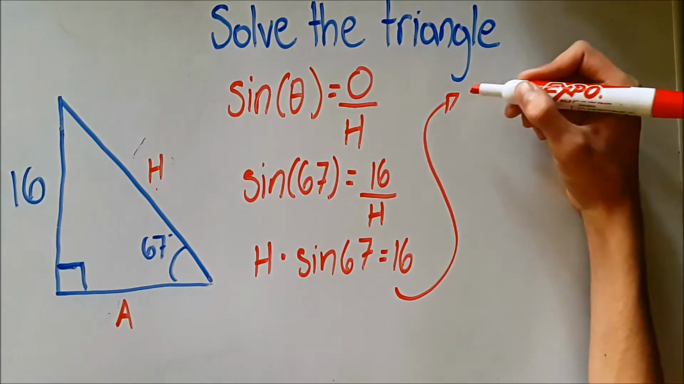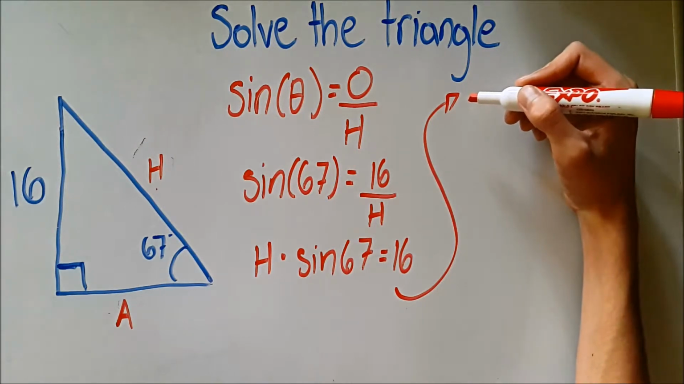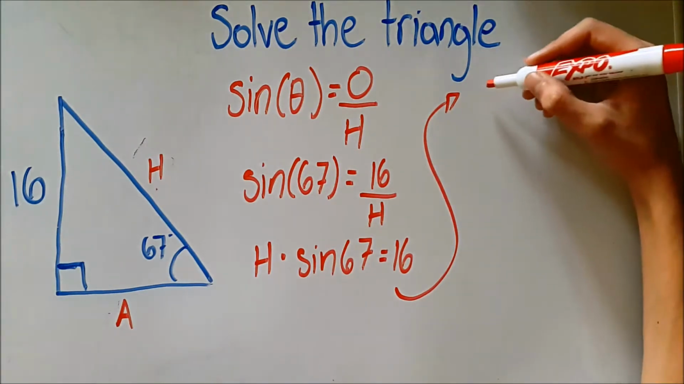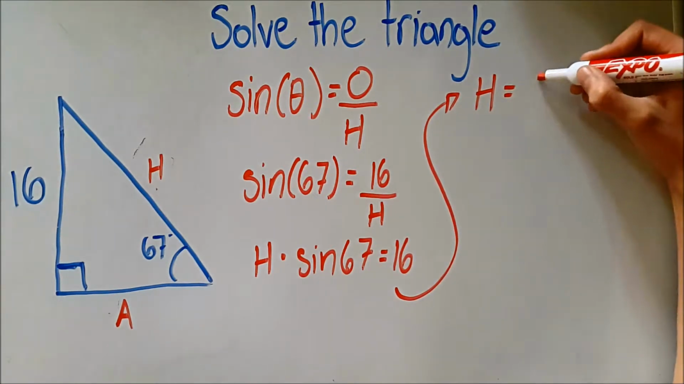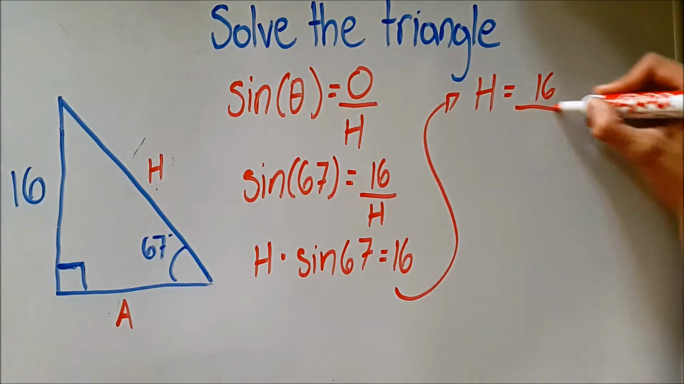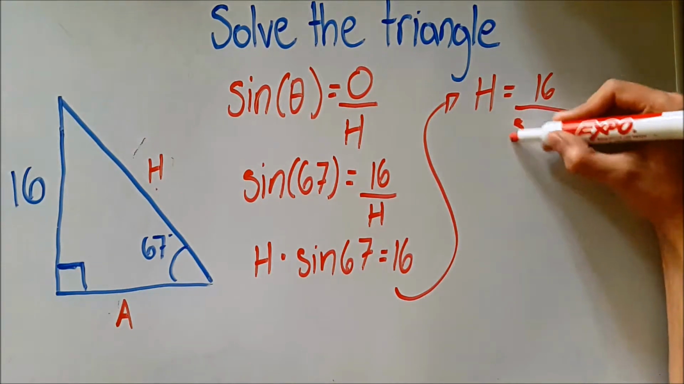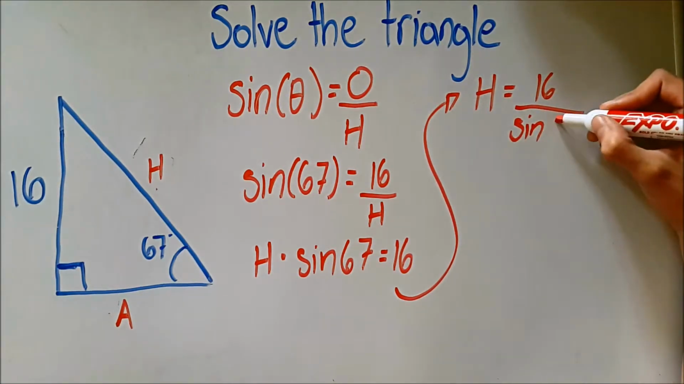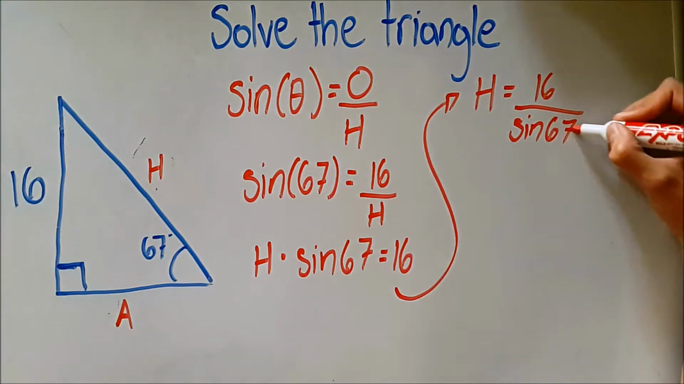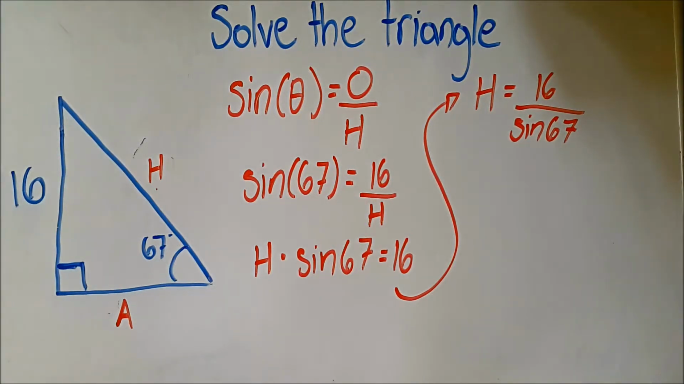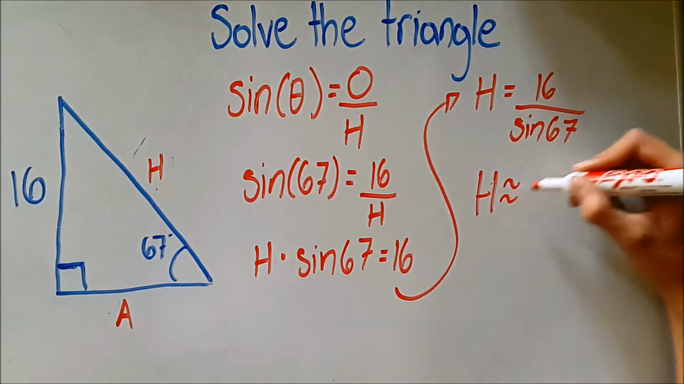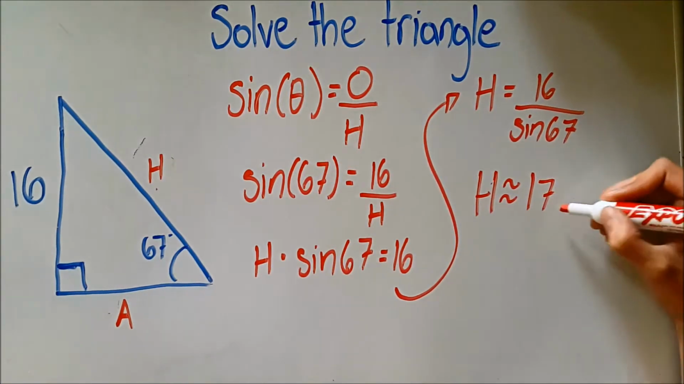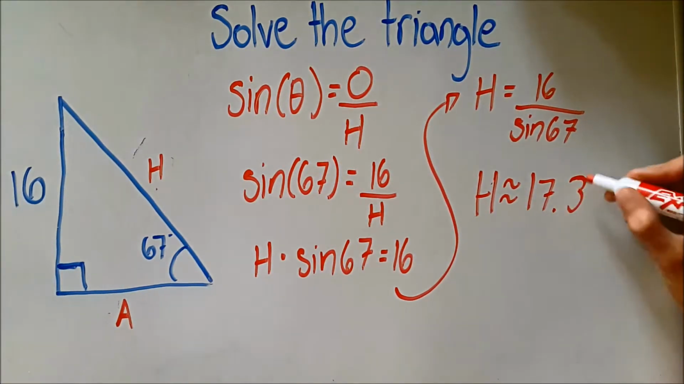Then we're going to move the sine of 67 to the other side of the equation dividing. That will leave us with h is equal to 16 over the sine of 67. Once you plug this into your calculator, you are going to find that h is equal to 17.38.